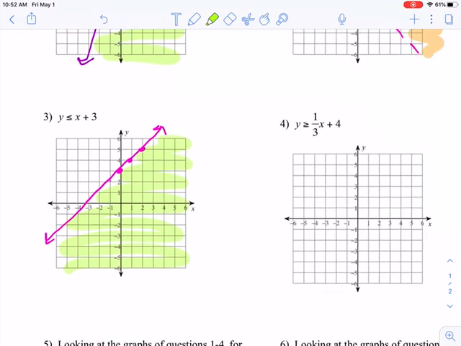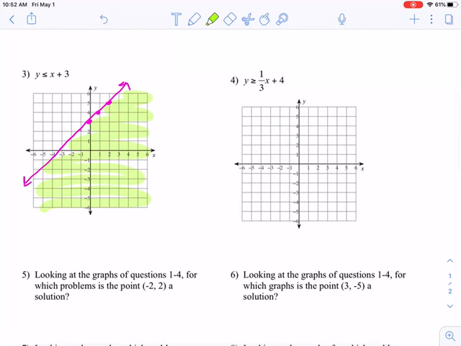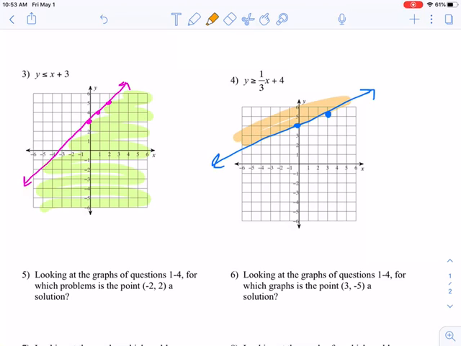Finally, let's take a look at graphing number 4. For question number 4, we have that y is greater than or equal to 1/3 x plus 4. So I'm going to go ahead and start up at 4 on the y-axis. And if I have a slope of 1/3, I can travel up 1 and forward 3. And then I can draw my straight line in. It's a solid line since it's greater than or equal to. Greater than is above the line, so I'm going to go ahead and shade this region above the line.